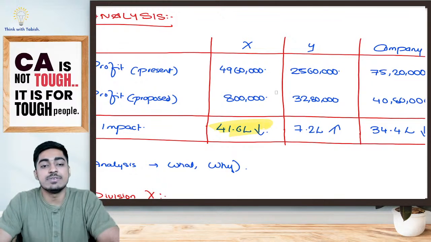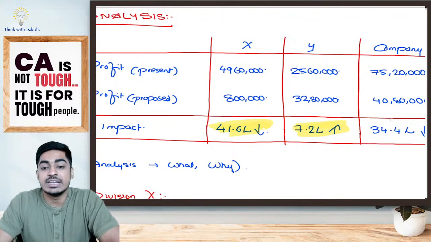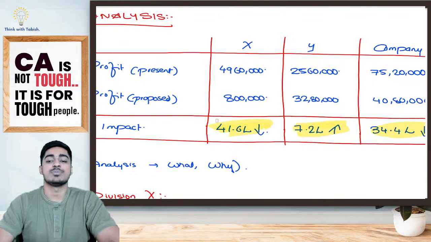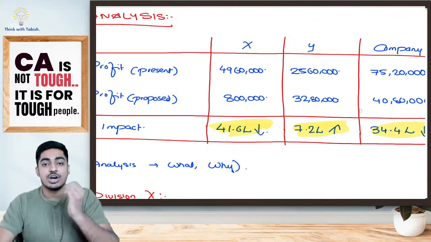Division Y, previously it was earning 25 lakh 60,000. Now it is earning 32 lakh 80,000. Its profit has gone up by 7 lakh 20,000. Company, previously it was earning 75 lakh 20,000. Now it is earning 40 lakh 80,000 only. So now the profit overall has come down by 34 lakh 40. This is how much it has changed.